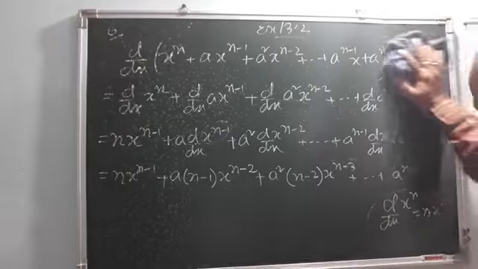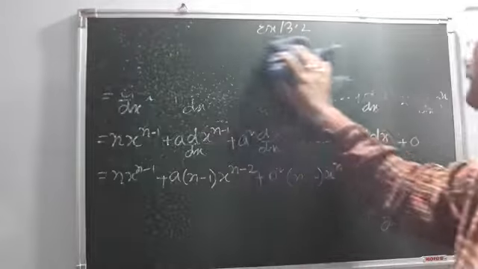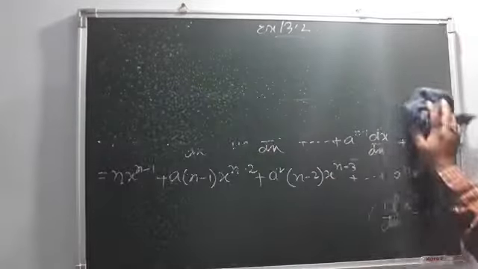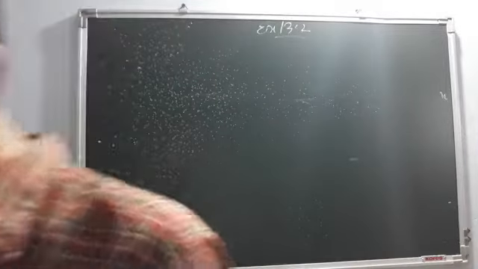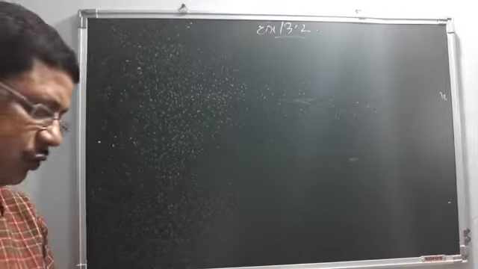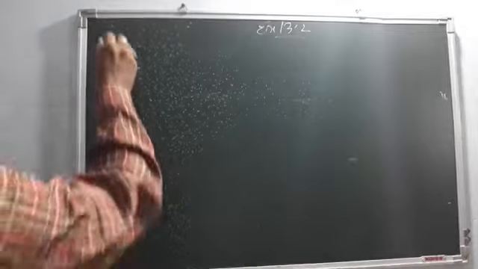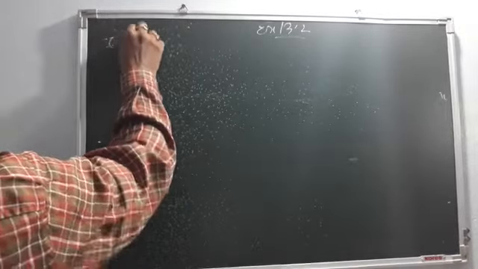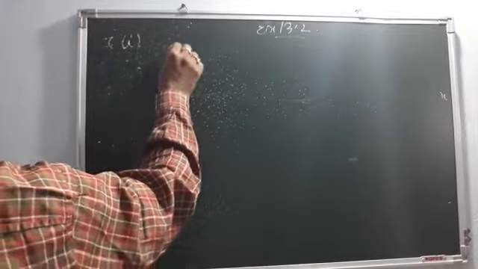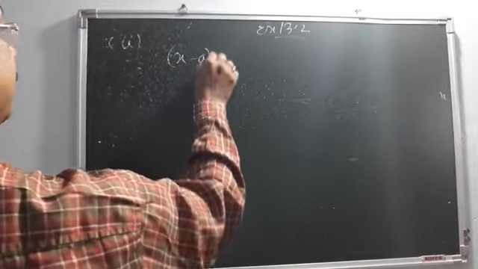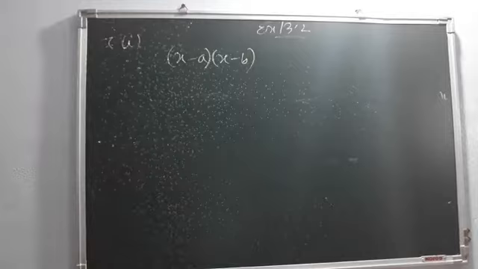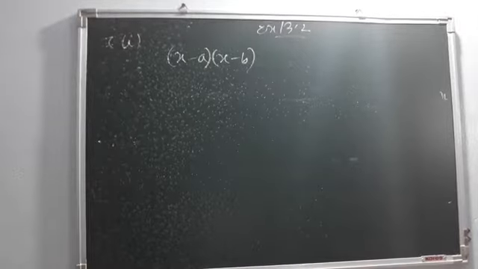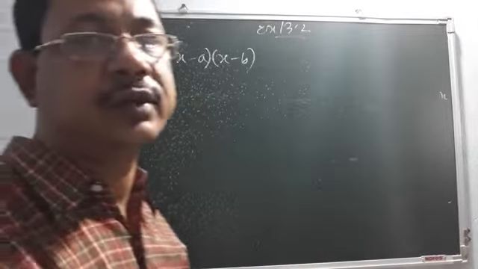So that is your answer of question number 6. So let's do the next one. Next, question number 7, 7(1). It is x minus a, x minus b. They have asked to find the derivative of this term.